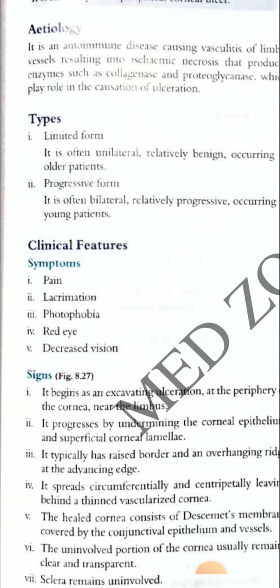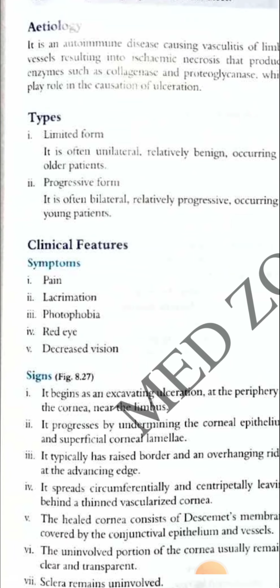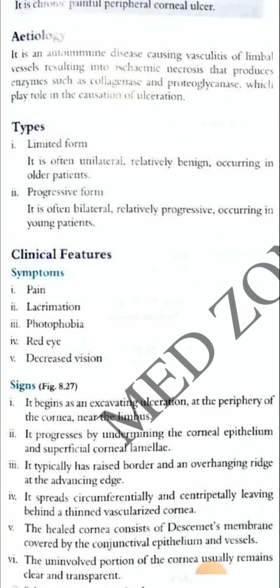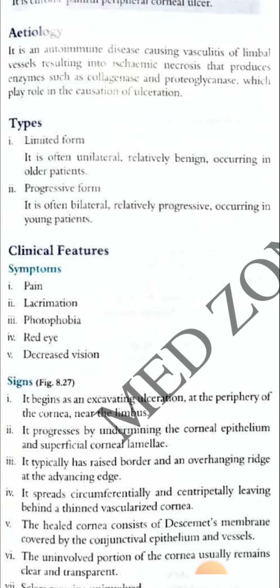First of all we will talk about its etiology. It is an autoimmune disease. An autoimmune disease is any disease in which your body's immune system becomes active against your body's own cells, in this case corneal cells. It causes vasculitis of limbal vessels. Why not corneal vessels? Because the cornea is an avascular structure, so the cornea is not involved here; rather there is vasculitis of limbal vessels, and it results in ischemic necrosis that produces enzymes like collagenase and proteoglycanase.